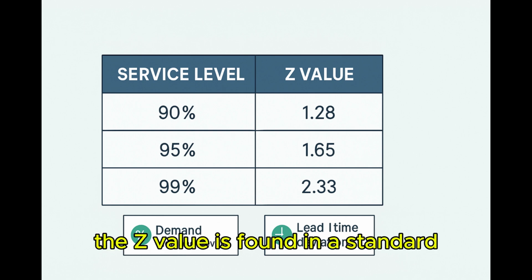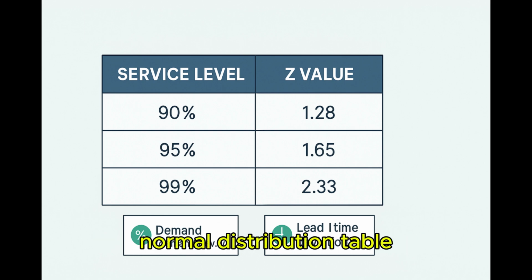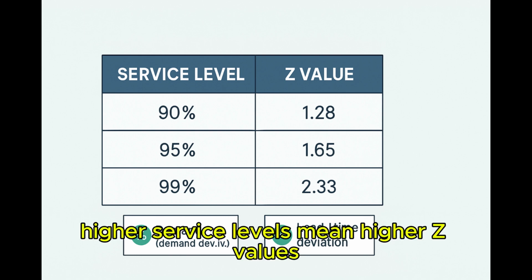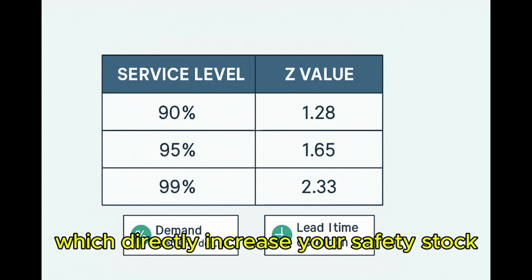The Z-value is found in a standard normal distribution table. For a 95% service level, Z is approximately 1.65. Higher service levels mean higher Z-values, which directly increase your safety stock.